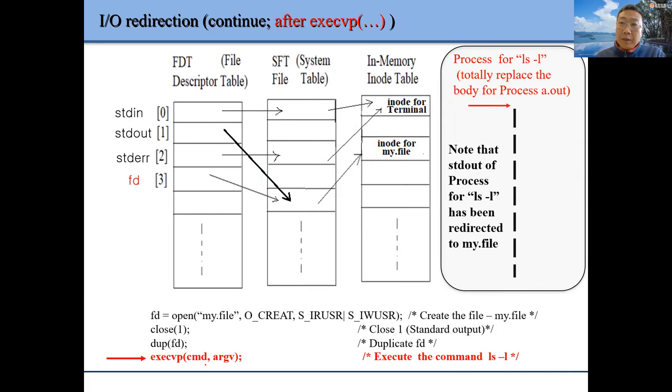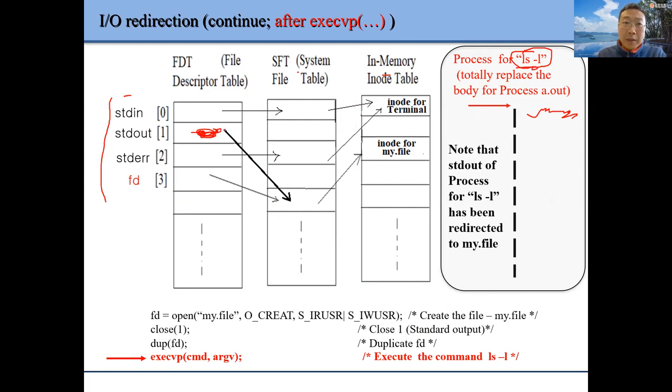Okay, so for this process, our FDT, SFT, and in-memory inode table will not be changed. For this process, this is the image. This part is kind of our metadata related to this process. This part is not changed. So this is why when we executed ls in this process, we will use this FDT table. Then look at standard output, because ls will print out the output to standard output by default.